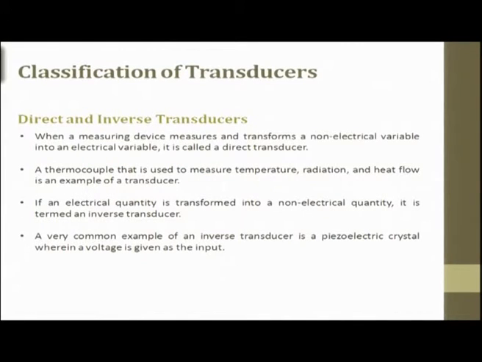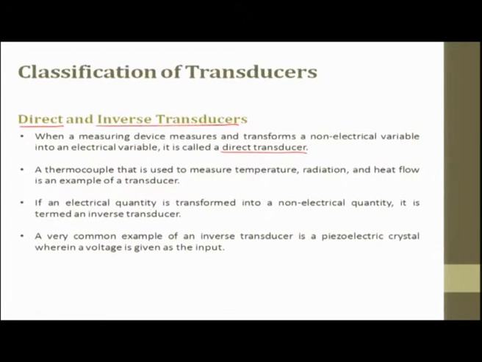There is another classification called direct and inverse transducer. When the measuring device measures and transforms a non-electrical variable into an electrical variable, it is called a direct transducer. For example, displacement converted into an electrical form. A thermocouple used to measure temperature, radiation, or heat flow is an example of a direct transducer. So, EMF is converted into voltage. That is direct.